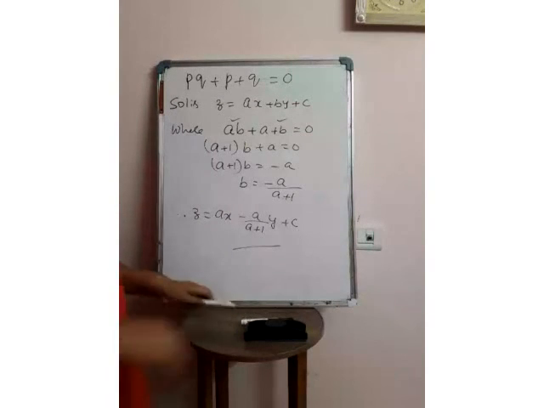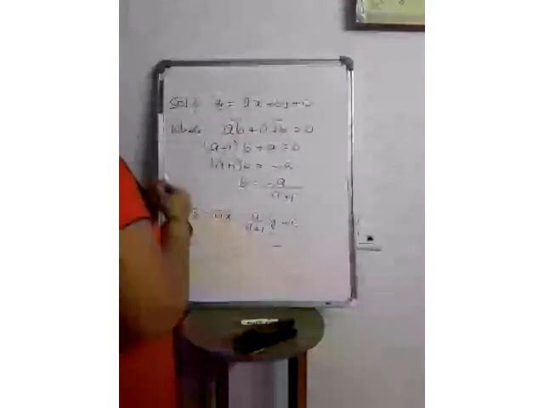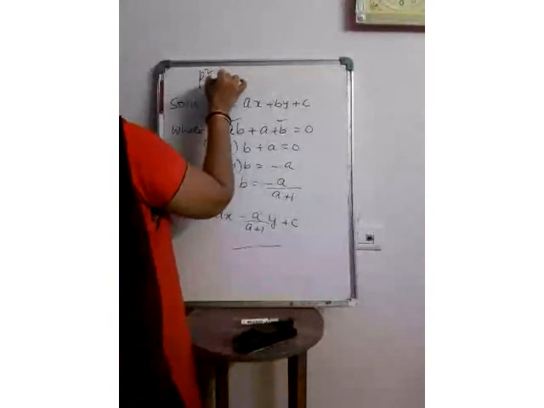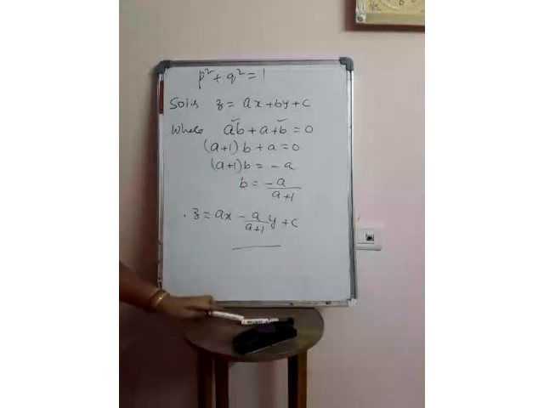So if you have finished this, we'll practice one more. Try this one: p square plus q square is equal to 1. Try this one.